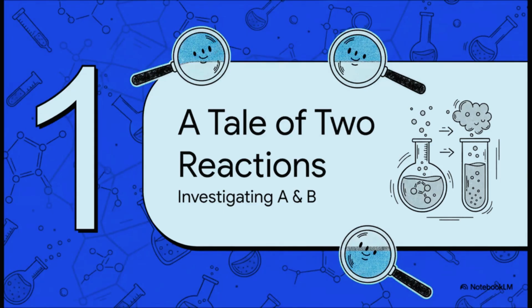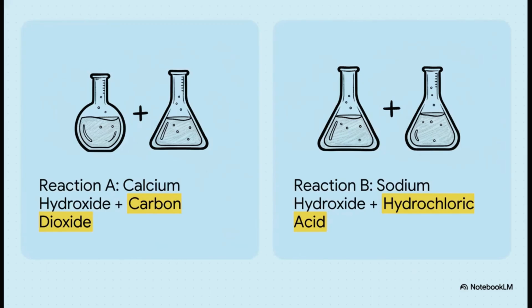All right, to get to the bottom of this, we're going to look at two specific examples, two reactions that on the surface look pretty much the same. Okay, here are our two suspects. On one side, we've got reaction A, calcium hydroxide mixed with carbon dioxide, and on the other, reaction B, sodium hydroxide with hydrochloric acid. Now, the key thing here is that in both cases, we're starting with clear solutions. So, why the totally different endings?